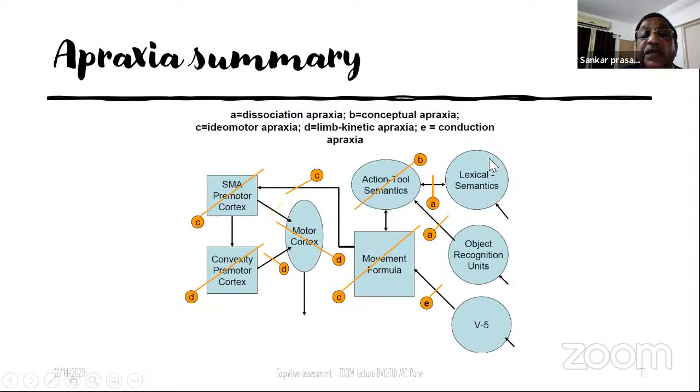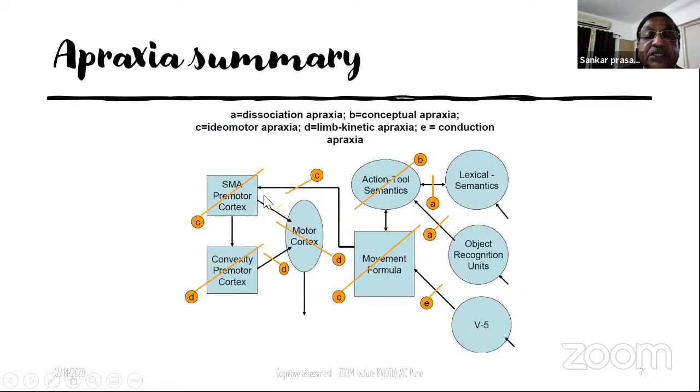So apraxia summary, you will start with A. You can see the A's are lexical semantics, A, object recognition units, they are defective, and these are coming from the posterior aspect of the left cerebral hemisphere, and I showed you also the auditory input and the gesture input and the vision input, and the movement formulas and action tool semantics are preserved there, and they are carried to the premotor cortex, that is supplementary motor area, on the left side first and right side then. So you have a dissociation apraxia when there is a disruption in A here, and you get a conceptual apraxia when there is a problem in B, and that is action tools are disturbed, and there is an ideomotor apraxia when there is a problem between movement formula and the supplementary motor area, and D is a limb-kinetic apraxia.